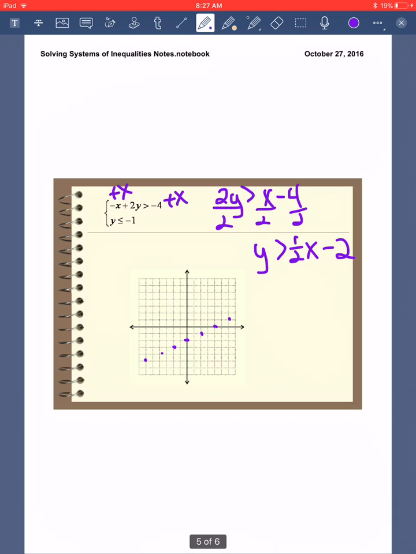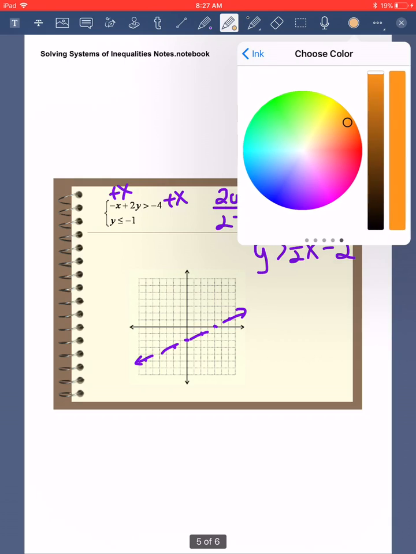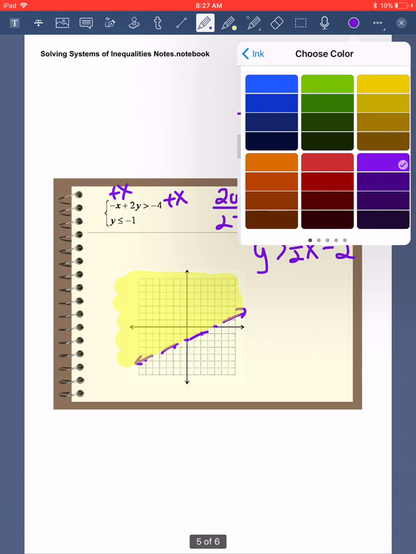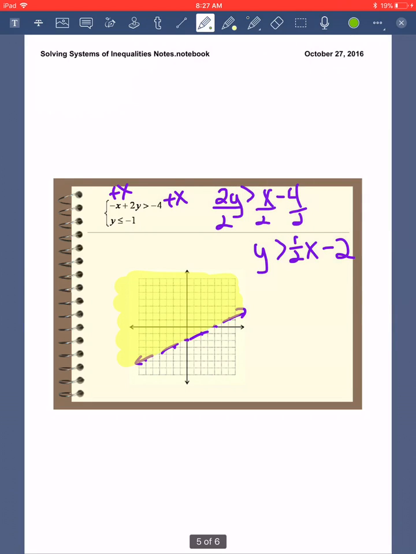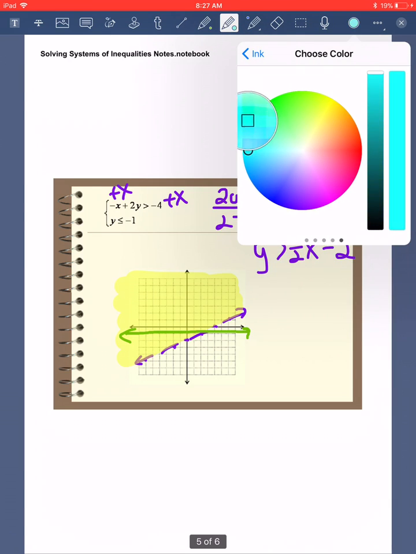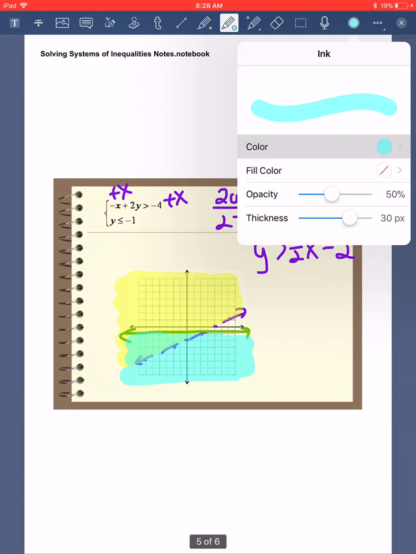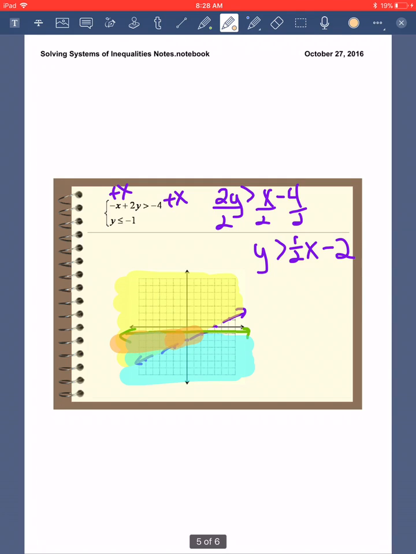I'm going to be graphing this with a broken line. And y is greater than, so I'm going to shade above it, since it's greater than. The area above my line is being shaded. I now have to graph y is less than or equal to negative 1. That is going to be a flat horizontal line going through negative 1, and it's going to be solid since it's equal to. Let me change my color here. Since y is less than, it's going to be the area below the line, which means the overlap is my solution, which is this area right here. Any point within that area is part of the solution.